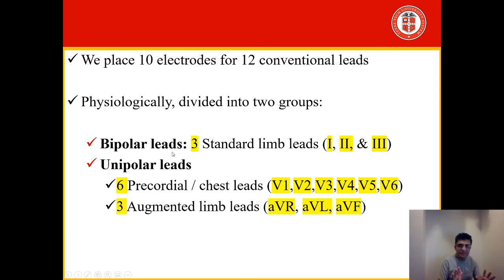So if we summarize this slide, we are going to put 10 electrodes on the chest, which represents 12 leads. 3 out of 12 are bipolar, both the electrodes are recording. 9 are unipolar. Out of 9, 6 are chest leads or precordial leads. 3 are augmented leads.